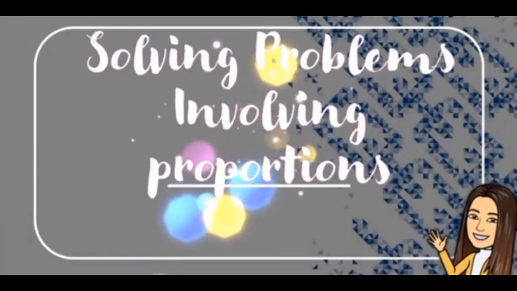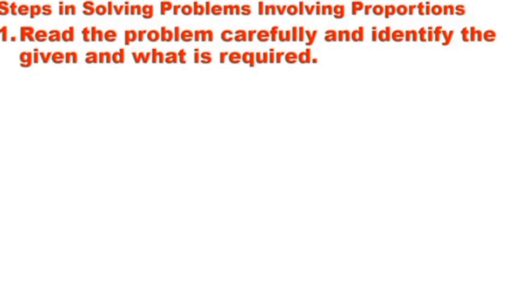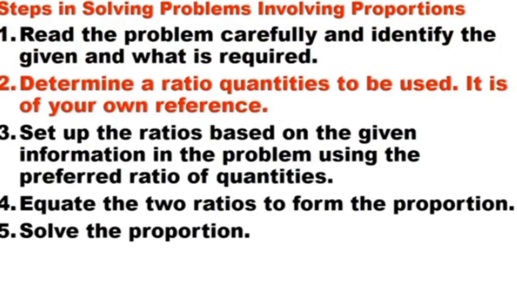Solving problems involving proportions. In solving problems involving proportions: Step 1. Read the problem carefully and identify the given and what is required. Step 2. Determine a ratio of quantities to be used. It is of your own preference.